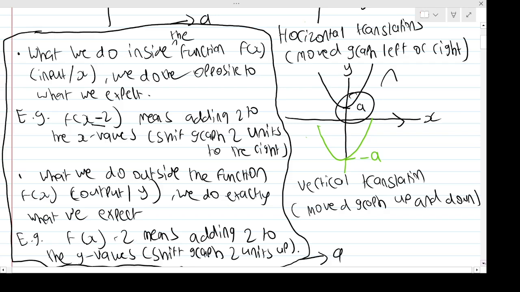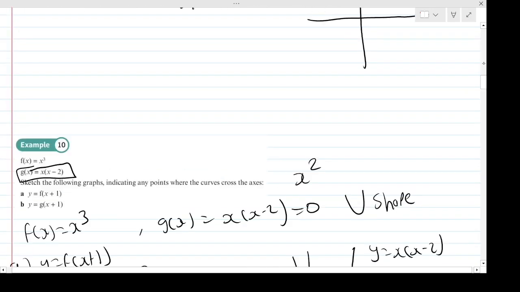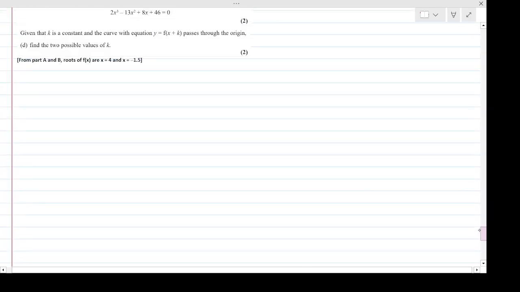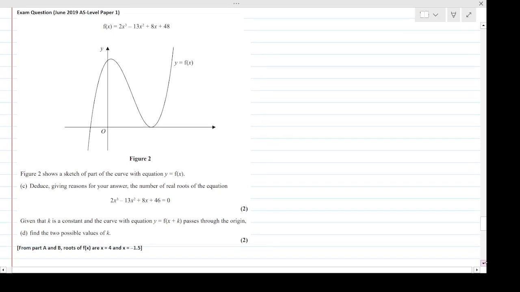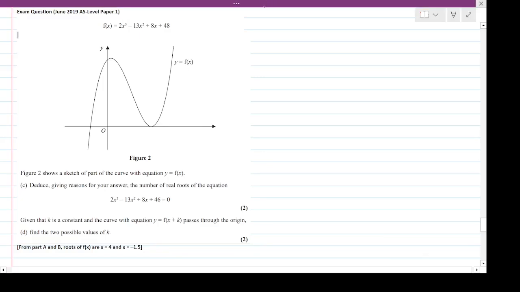I'm going to leave off with a final exam question then, to really demonstrate this. It's this question here. Firstly we're given f of x is 2x cubed minus 13x squared plus 8x plus 48, then given a sketch of the curve there. It says figure 2 shows a sketch of the curve, and part C firstly says: deduce, giving reasons for your answer, the number of real roots of the equation 2x cubed minus 13x squared plus 8x plus 46 equals 0.